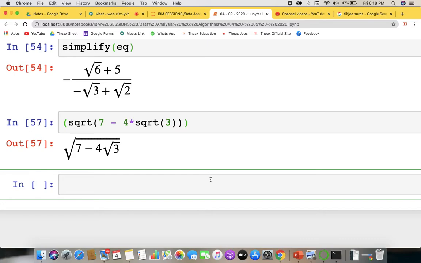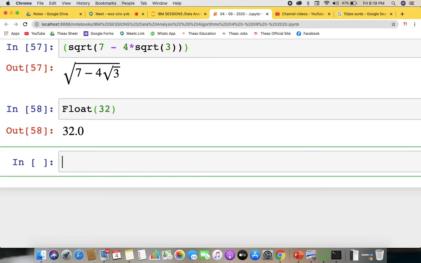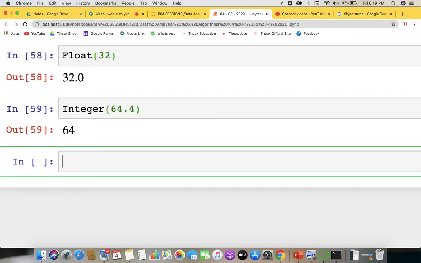Now, typecasting we have discussed in Python, so we are going to discuss typecasting here too. If there is a number 32 and I want a float of this, I will just simply write float of 32. That's it, 32.0. An integer of some float values, that's it. Very easy.